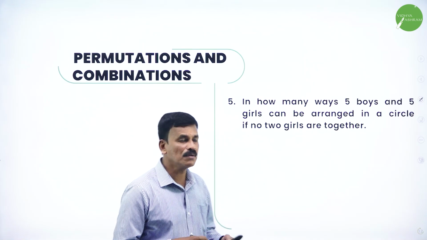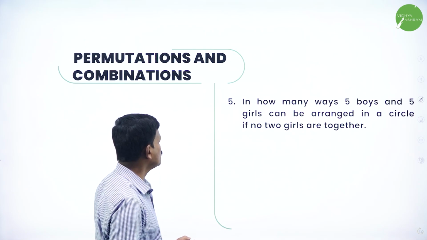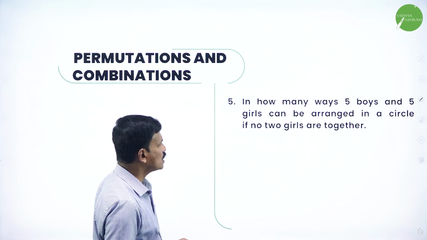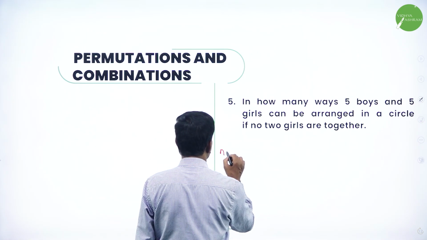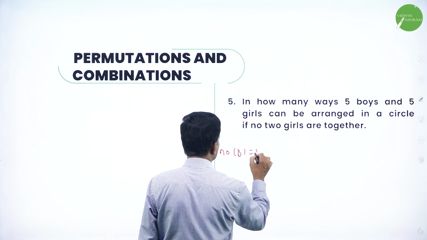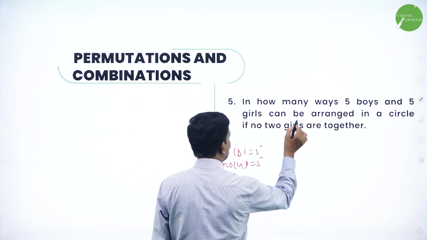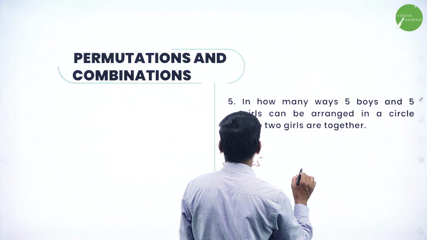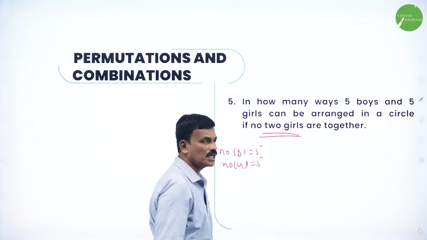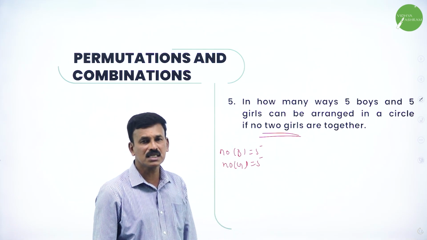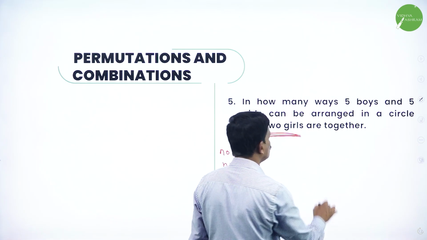Now, what is the next problem? In how many ways can 5 boys and 5 girls be arranged in a circle if no 2 girls are together? So, how many boys here? The number of boys is equal to 5, and similarly the number of girls is equal to 5. So, 5 boys and 5 girls are to be arranged in a circular form so that no 2 girls are together.